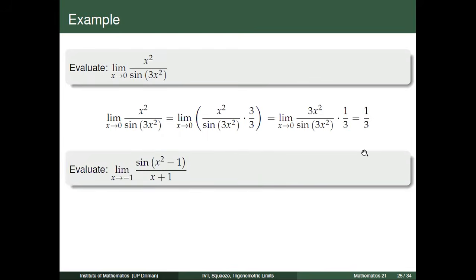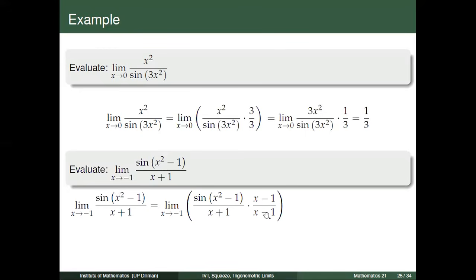Next, let's evaluate the limit as x approaches -1 of sine of x squared minus 1 over x plus 1. Now, as x approaches -1, the denominator approaches 0, and the numerator approaches sine of 0, which is again 0. Again, the expression inside the sine function approaches 0 as x approaches -1. Thus, we need to pair the sine of x squared minus 1 in the numerator with an x squared minus 1 in the denominator. And since x plus 1 is already a factor of x squared minus 1, we just need to multiply and divide by x minus 1.